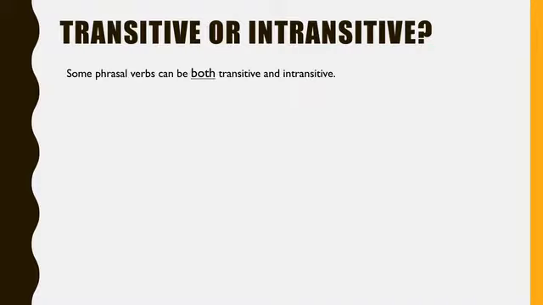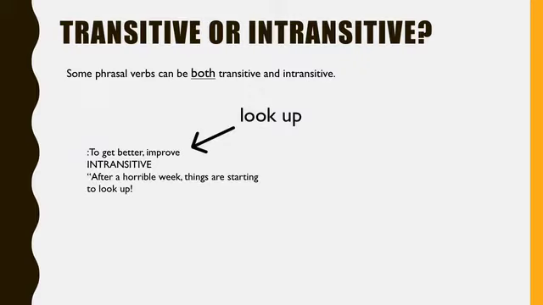However, some phrasal verbs can be both transitive and intransitive, depending on the meaning. For example, the phrasal verb look up has two different meanings. Firstly, it can mean to get better or to improve. In this case, look up is intransitive. For example, after a horrible week, things are starting to look up. Here, it doesn't need an object.